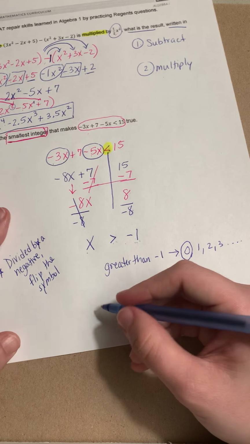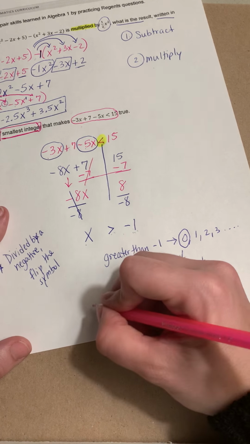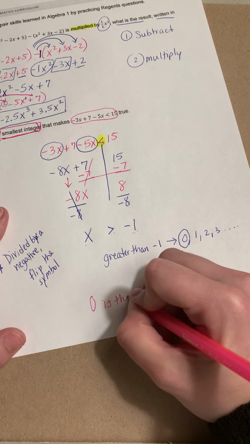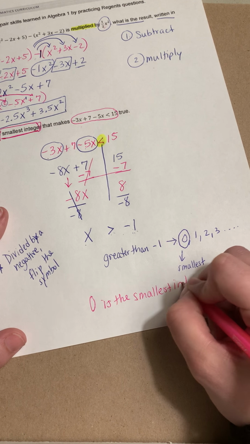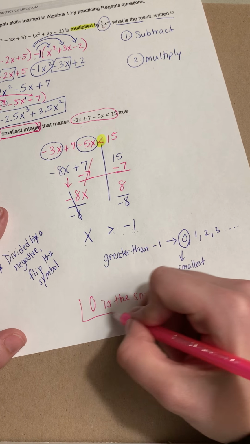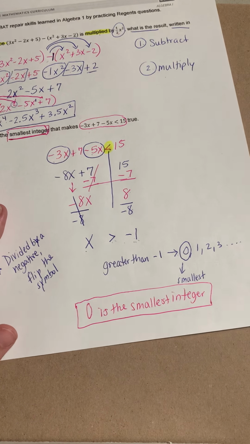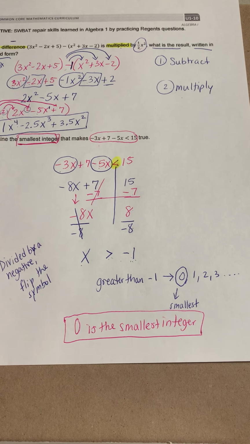So my last little thing, I have to actually write it out as a sentence. So 0 is the smallest integer. And that is it, okay?